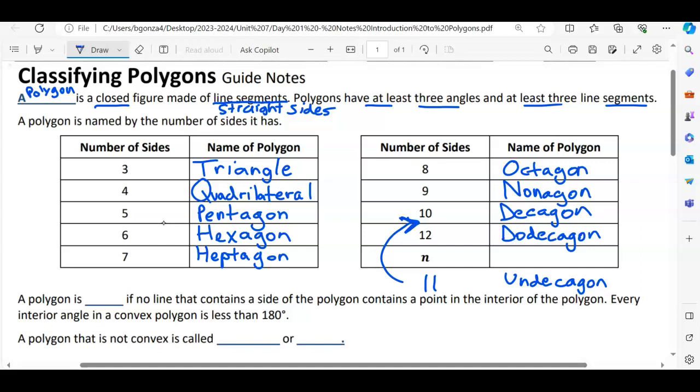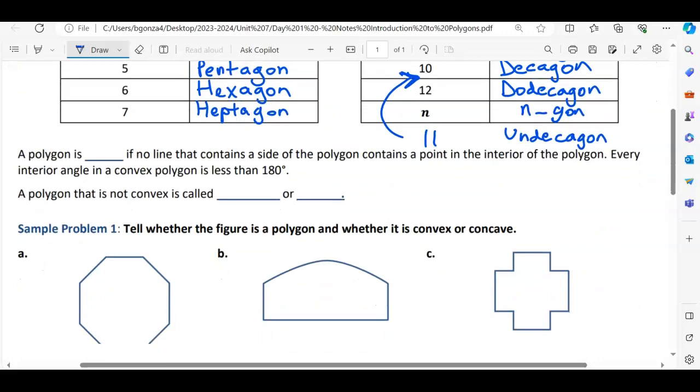Now after that, we kind of get lazy and give up, and we just say n-gon. Okay, n-sided is an n-gon, and here's what I mean. 13 sides, you can think of just saying 13-gon. We literally just say the number and then gon. 20-sided figure, 20-gon. 100-sided figure, 100-gon. Now technically there are names for all these, but I'm not going to have y'all memorize everything. So again, after 12, we can just call it the number of sides, gon.